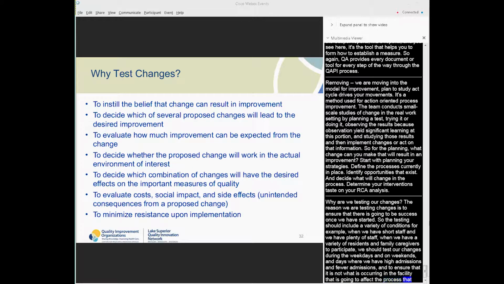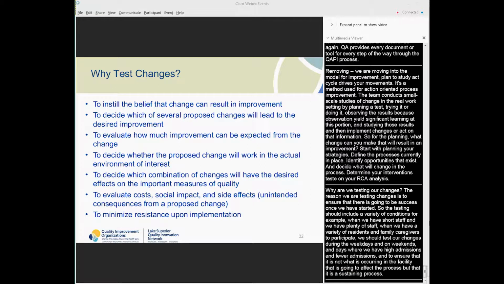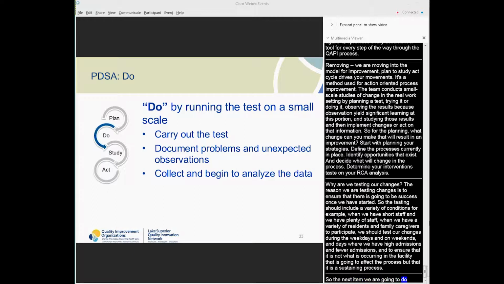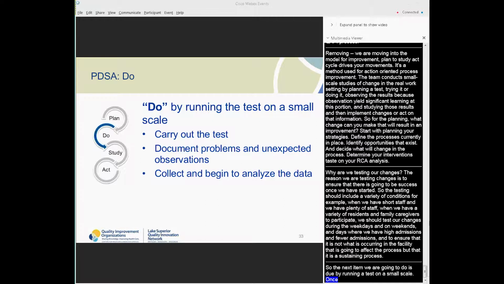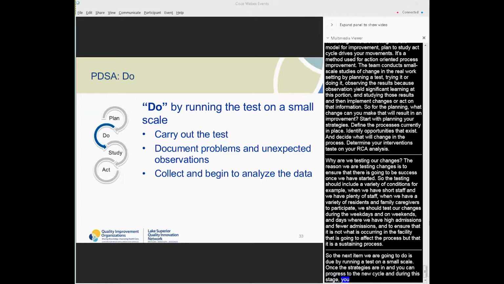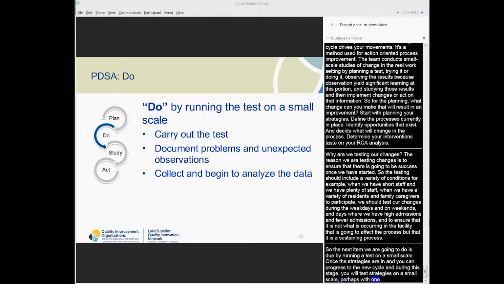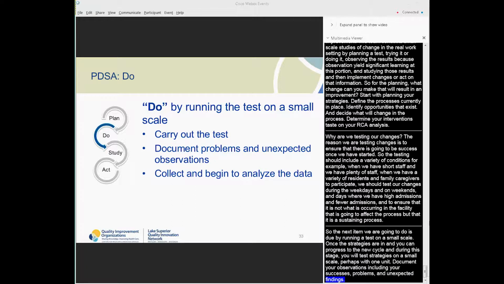Okay. So the next item we're going to do is run a test on a small scale. Once the strategies are chosen and your planning is done, you can progress to the do stage of the PDSA cycle. During this stage, you will test your strategies on a small scale, perhaps with 1 unit. Document your observations, including your successes, problems, and unexpected findings. And then collect the data you identified as pertinent when your team developed the goals and measures.